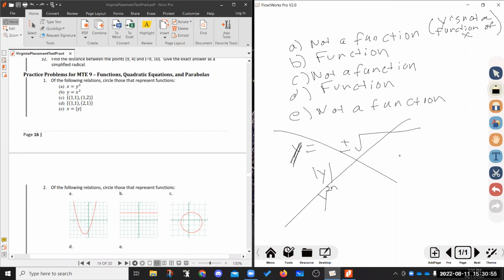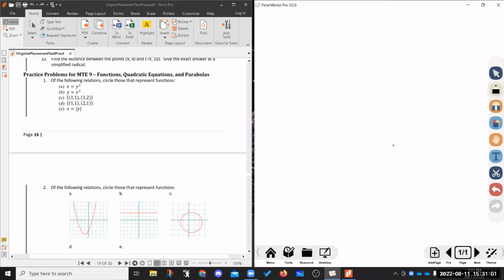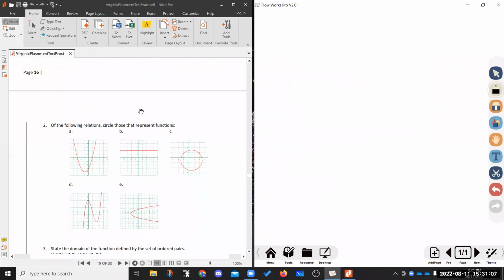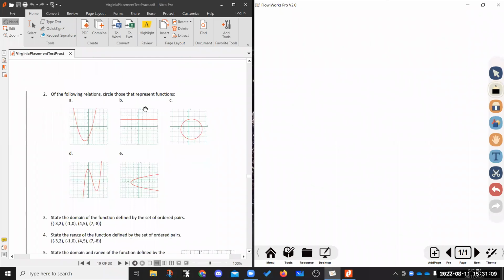If it's anything else other than those things, it should be a function, but go ahead and test it out. One of the ways that we're going to test it out with a graph is to see if it passes what we call the vertical line test. The vertical line test tells me that for every x, there's only one y. I'm going to draw a bunch of vertical lines here, and they only touch the graph one time. So A is a function. B is a function.